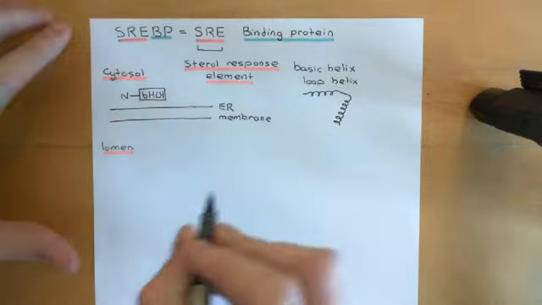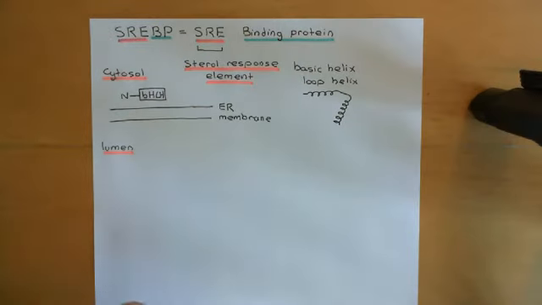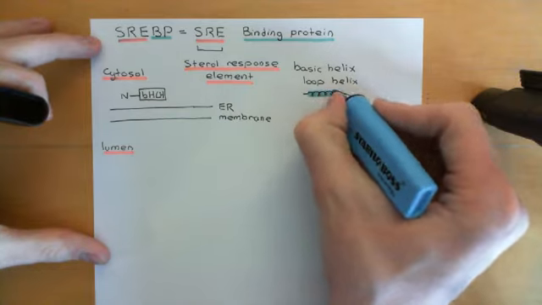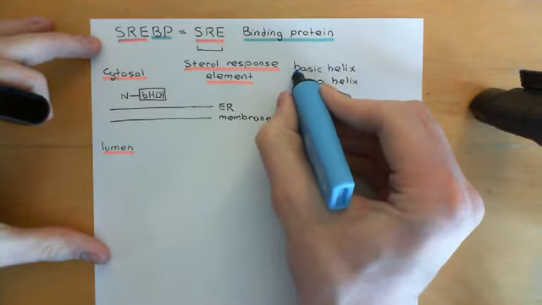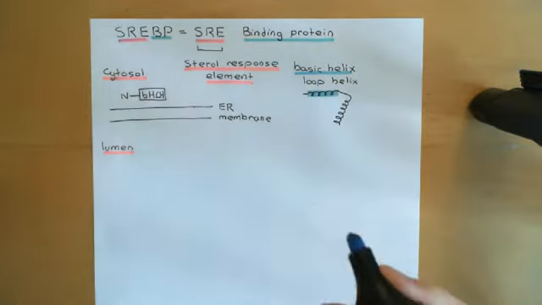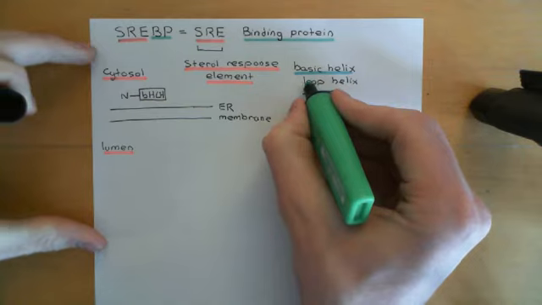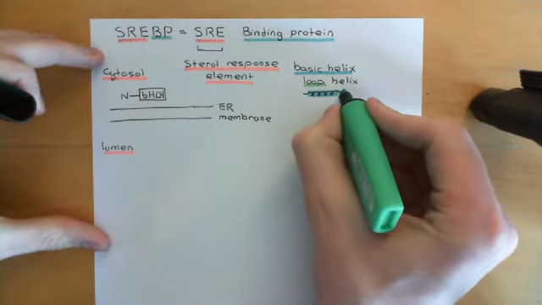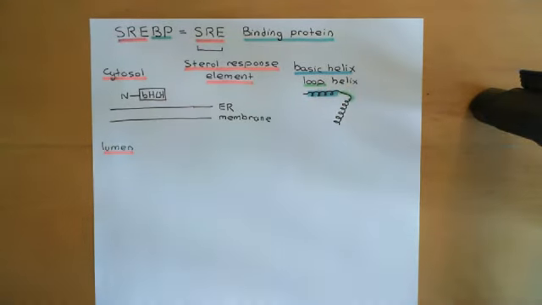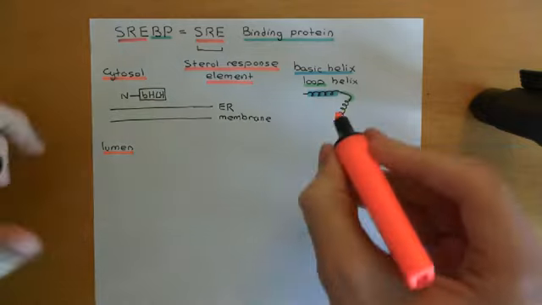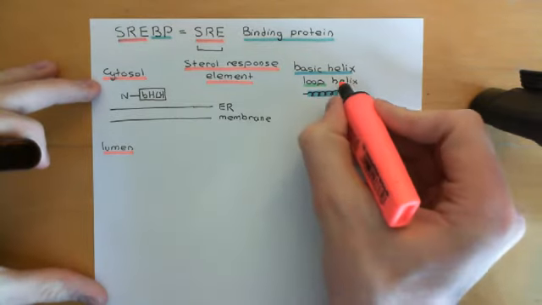Okay, so that domain will contain this basic structure. I wasn't using basic in the same context as basic here means. I was meaning basic as in simple or foundational. So that's our basic helix there in blue. Here is our loop in green. And then we've got our other helix here in red.